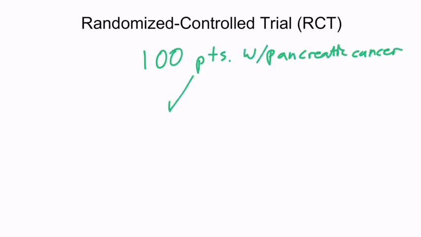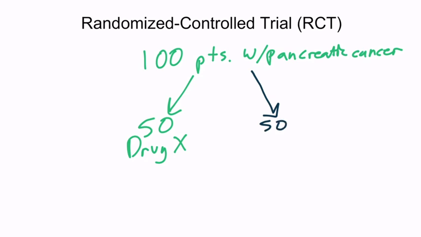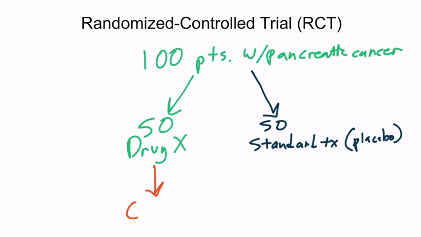Let's say, for example, we have 100 patients with pancreatic cancer. 50 randomly get assigned to drug X. The other 50 get randomly assigned to the standard treatment. This could be considered the placebo group. Then you measure the cure rate in the experimental group, or drug X group, and the cure rate in the control group, receiving the standard treatment or the placebo.